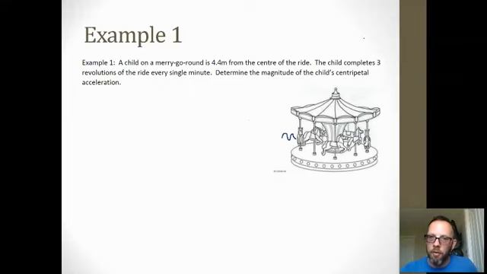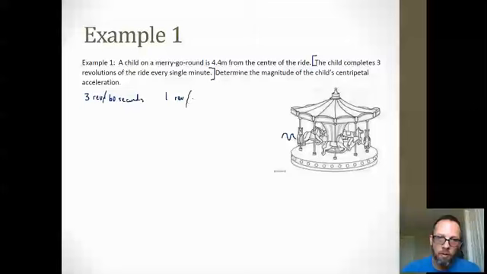So the key is we're going to use this information here. 3 complete revolutions every single minute. So it's obviously not a speed. Now, for some of you, you may be able to pick off the period. If there's 3 revolutions per minute or 60 seconds, then that means that 1 revolution is in 20 seconds. So the period here, 20 seconds. It takes 20 seconds to do 1 full revolution.